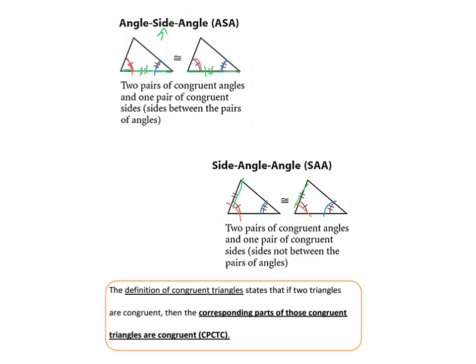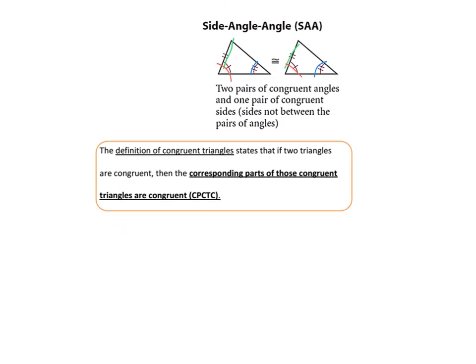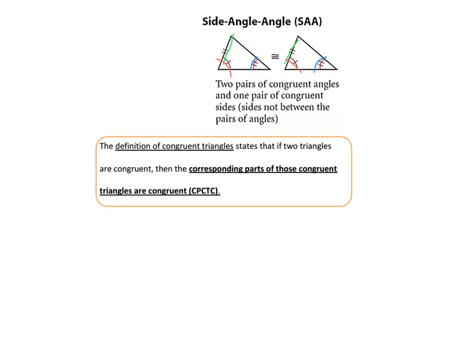And then we have a new definition. The definition of congruent triangles states that if 2 triangles are congruent, then the corresponding parts of those congruent triangles are congruent. So CPCTC: corresponding parts of congruent triangles are congruent.